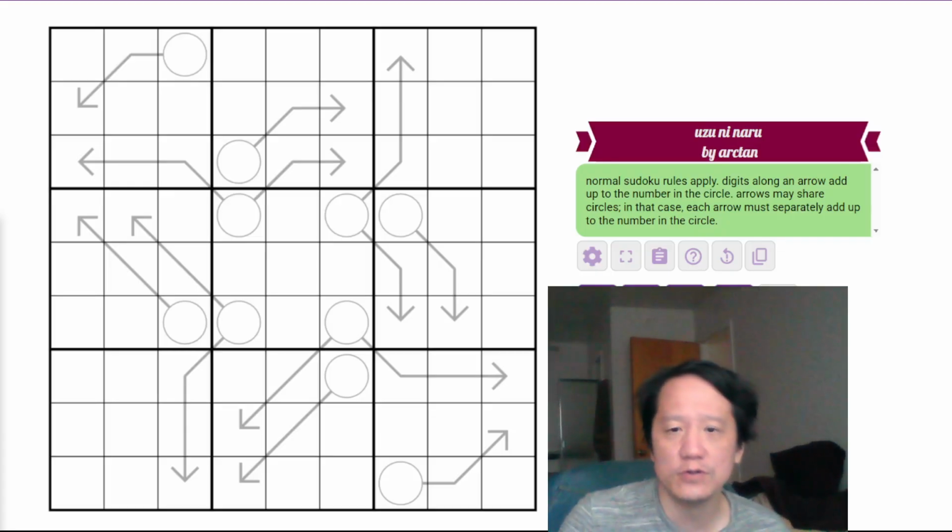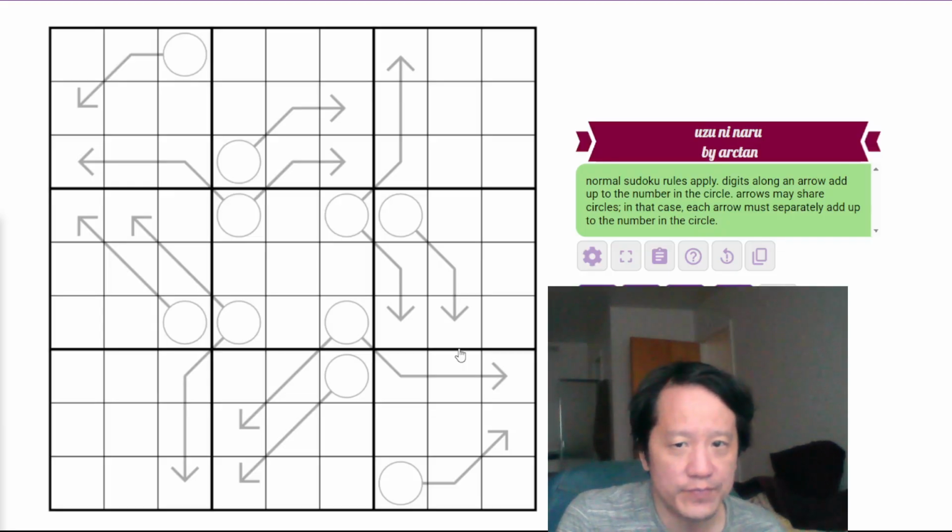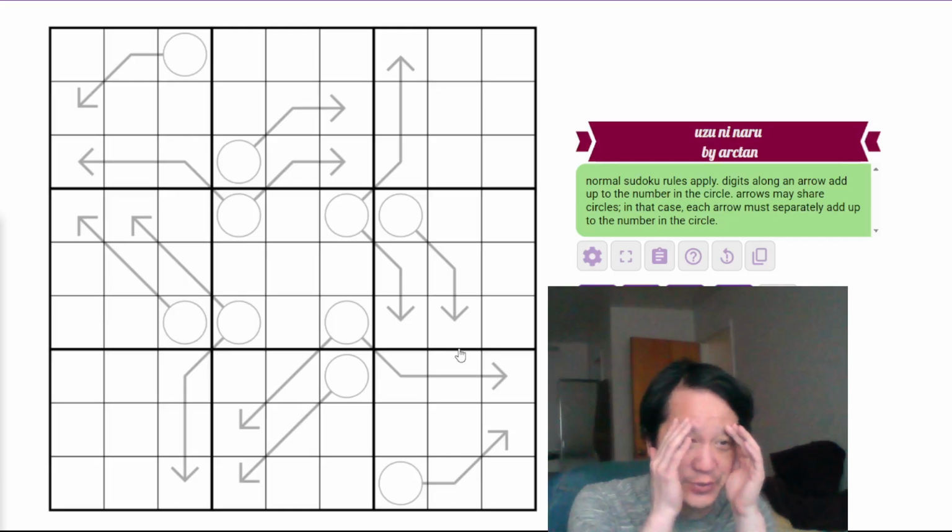We have normal Sudoku rules apply, where digits along an arrow add up to the number in the circle. And arrows, sorry, what happened there? I didn't explain normal Sudoku rules.